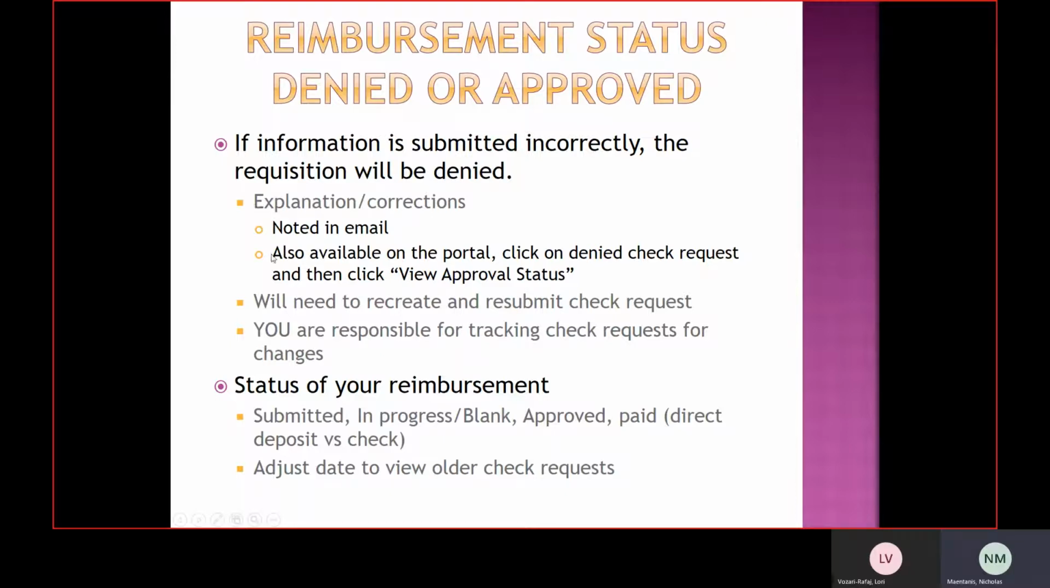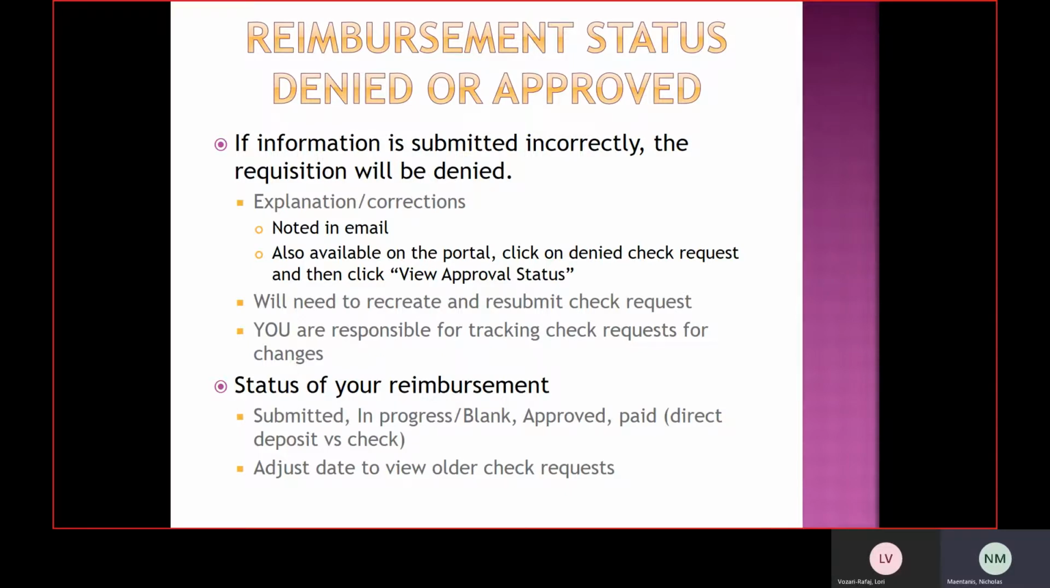So it will be noted in the email that you would receive when it is denied, but you can also check on a denied request by viewing the actual request and then view approval status. There will be a justification as to why the request was not approved. You will need to recreate it and resubmit it. So just make sure you keep all of your documentation readily available until your request has been approved by all parties. You are the person responsible for tracking these check requests for any changes.